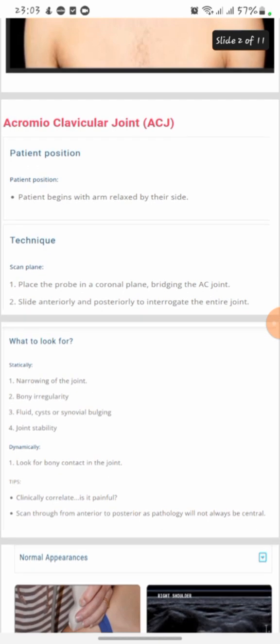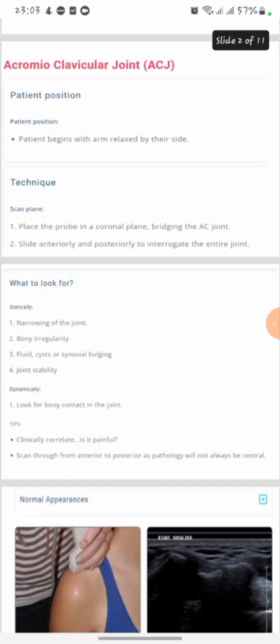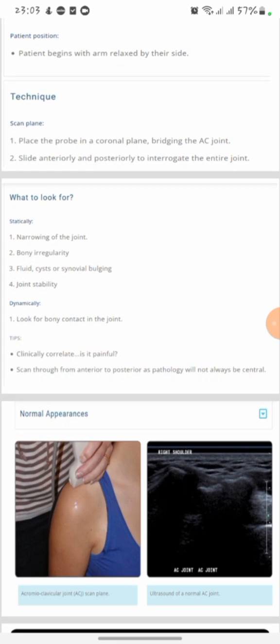About the patient position, the patient begins with the arm relaxed by their side. For the technique, we make a scan plane, placing the probe in a coronal position, just like the image below, bridging the AC joint, and slide anteriorly and posteriorly to interrogate the entire joint, because not all the pathology will be central.